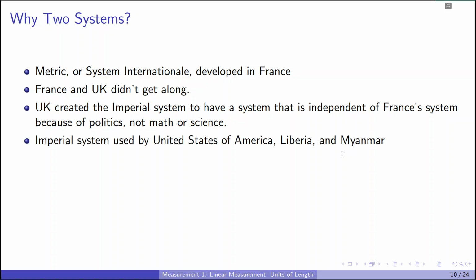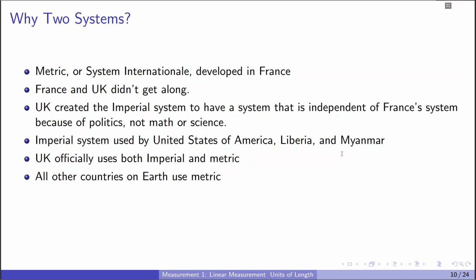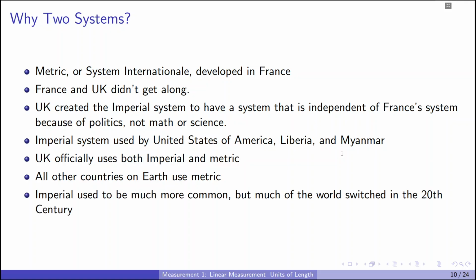The imperial system is the standard system of measurement in the United States of America, Liberia, and Myanmar. The rest of the planet either has dual standards, accepting both, or they are all metric. The UK is one of the ones with a dual standard. All other countries are metric. Imperial used to be much more common, but during the 20th century, a lot of the world switched to metric.